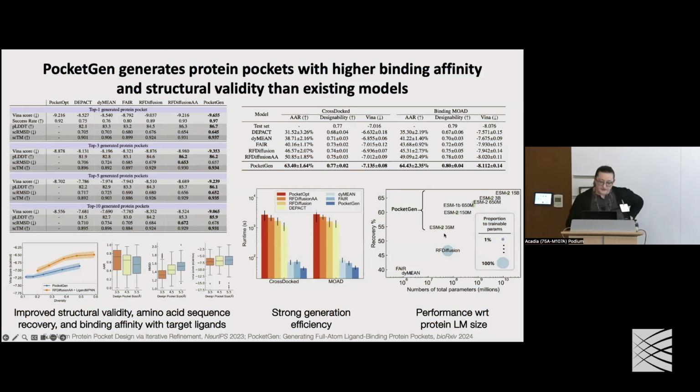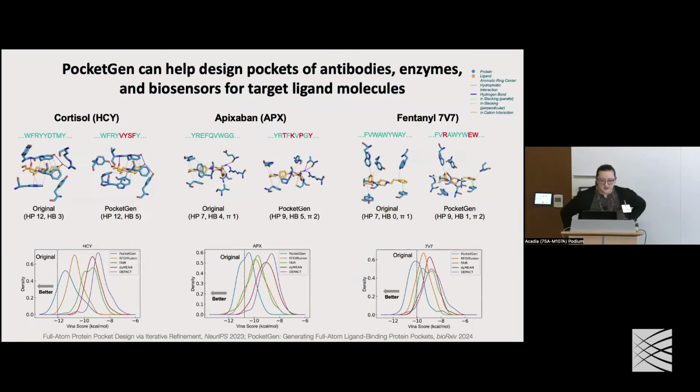We can see that integrating PocketGen with ESM models ranging from 35 million all the way to 15 billion parameters leads to improved performance of PocketGen overall, which is an important result because it shows the promise of the model to be scaled up as larger base models become available, in this case, PLMs for sequence refinement.